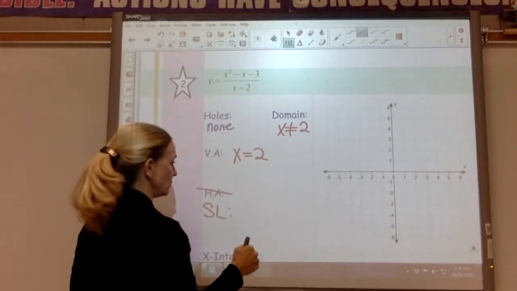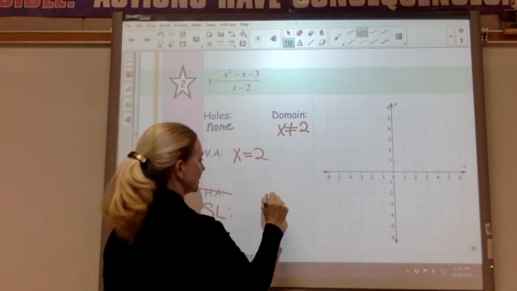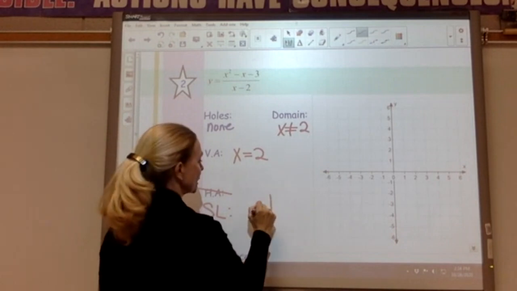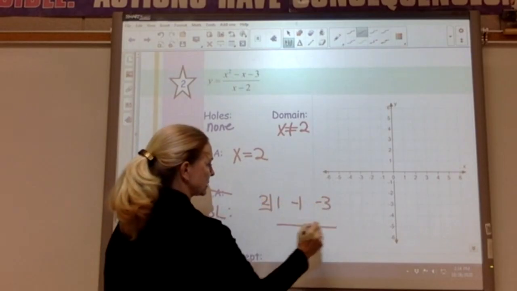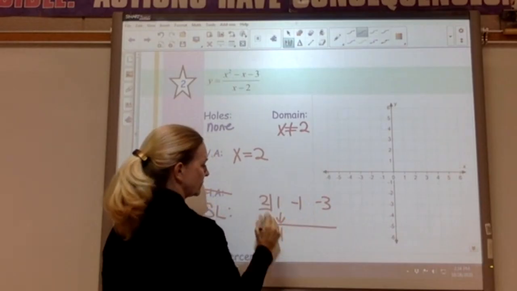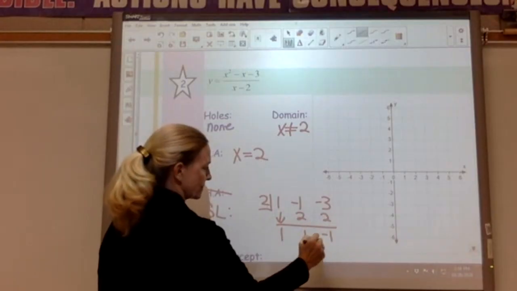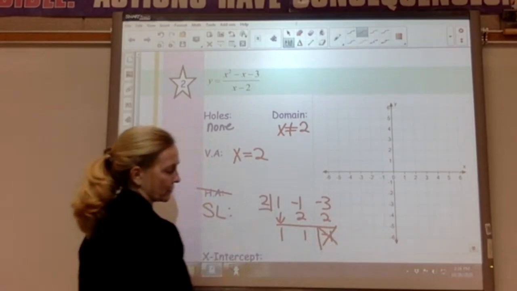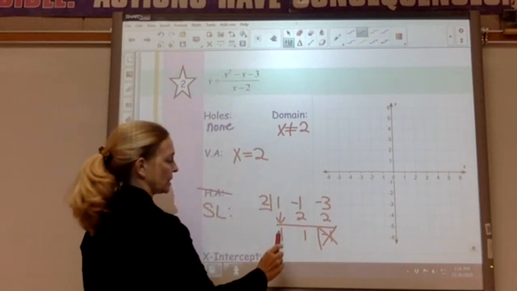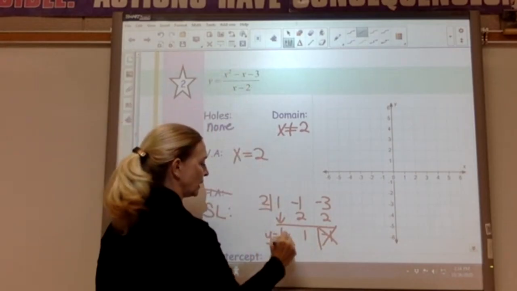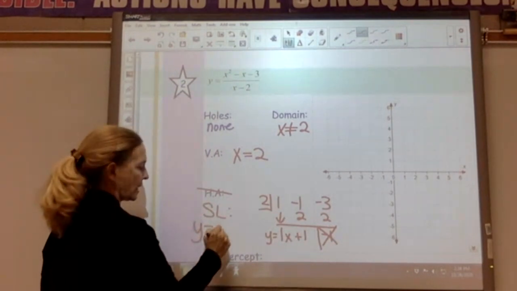Okay, so we're going to have to do synthetic division. So I'll do it over here. This would be 2, and then I have 1, -1, -3. 2, 1. That's not the same. Okay, now remember, I don't care anything about the remainder. So this is 1 and 1. These are my coefficients. This was x squared. So this would be y equals 1x plus 1. So the slant asymptote is y equals x plus 1.